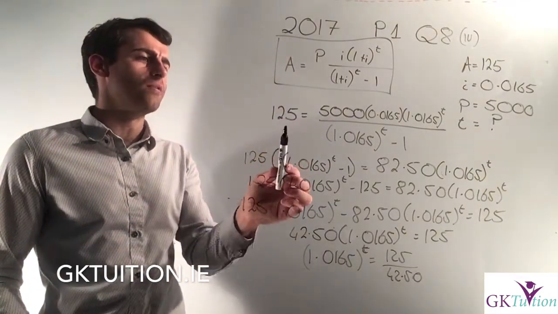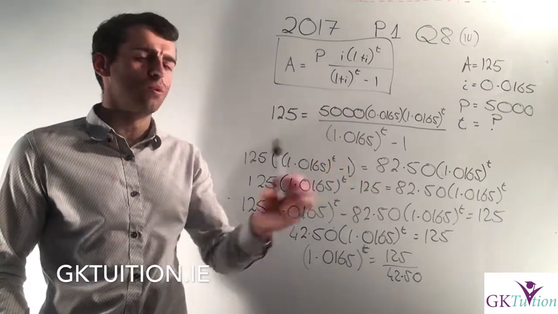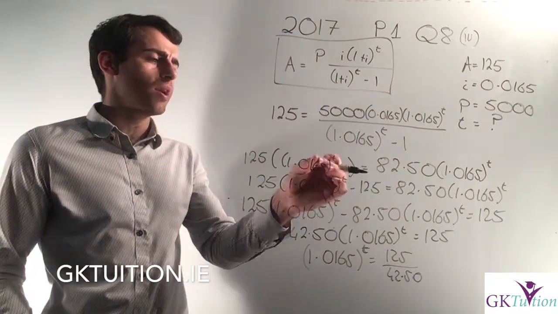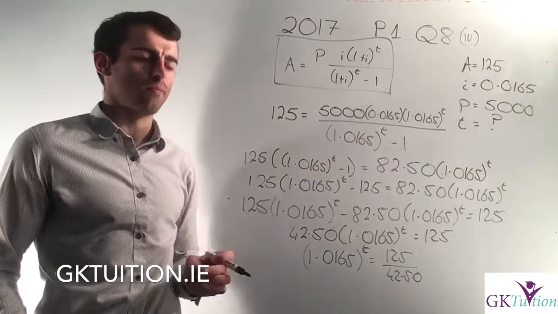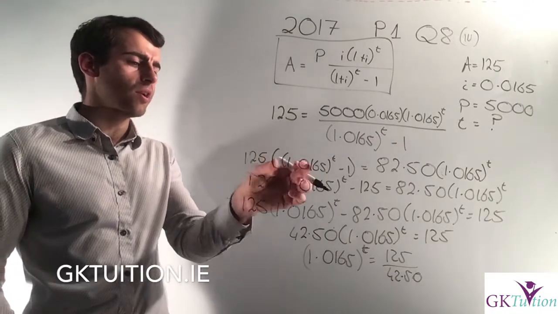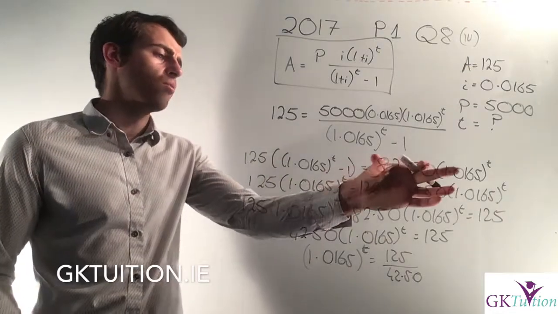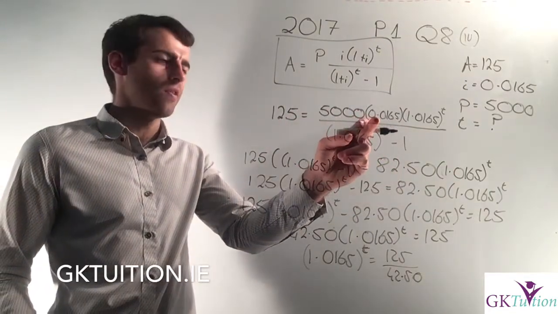So the first line here, all I've done is subbed into my amortization formula. Instead of A, I have 125. Instead of P, I have 5,000. Instead of I, I've got 0.0165. Now in the next line, all I've done is multiplied both sides by 1.0165 to the power T minus 1, which means it's 125 times 1.0165 to the power T minus 1. And on the right hand side, I've multiplied 5,000 by 0.0165.